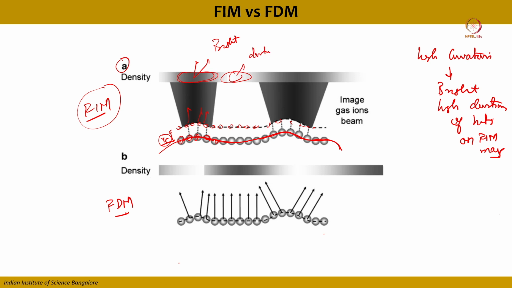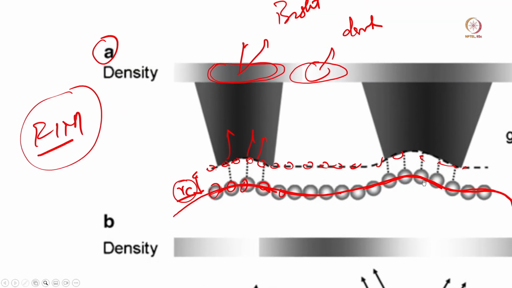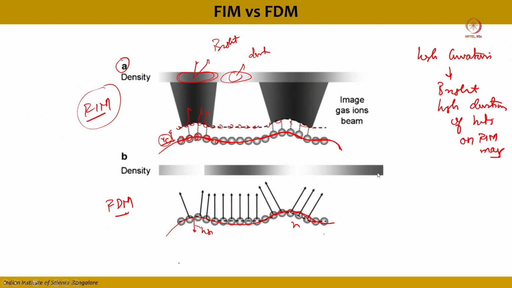But in FDM, the case is different. Assuming this is a tip surface, there is a local curvature. Here there is a high curvature, and here there is a high curvature. This high curvature leads to a high electric field ahead of the curvature, and this induces a local magnification effect.